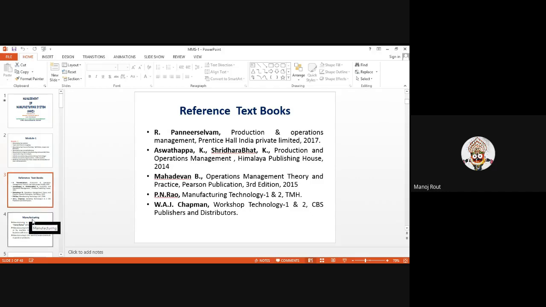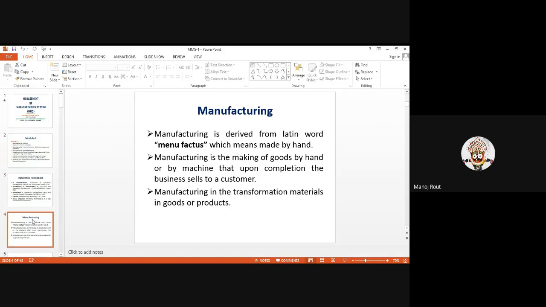So let's start with the basics of manufacturing. As you know, all of you have already gone through operation management 1 and operation management 2. Manufacturing is derived from the Latin word manufactus, which means made by hand. But the traditional definition of manufacturing is the transformation of raw material into finished product.